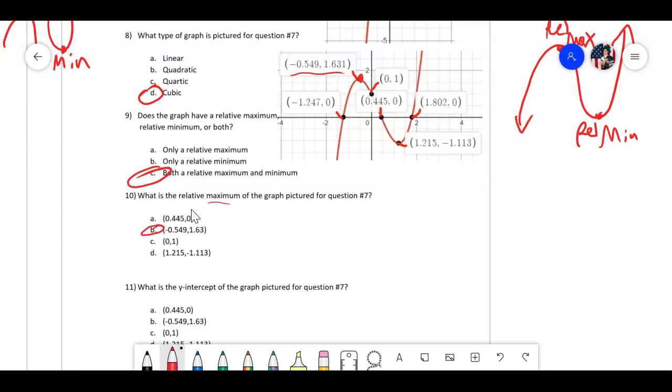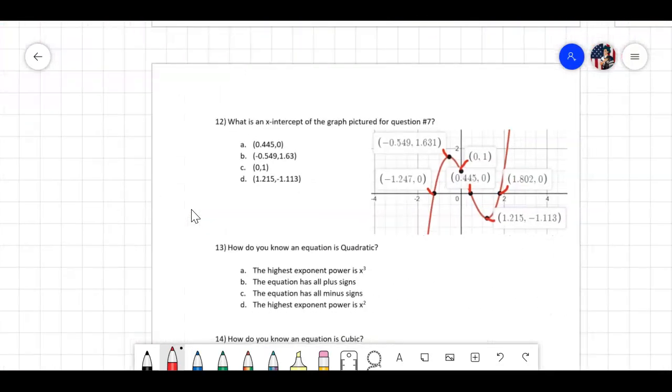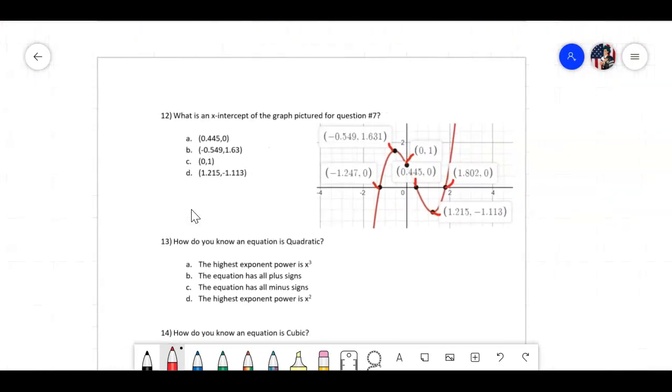For 11, remember y-intercept crosses the vertical y-axis. So I'm looking on my y-axis, it crosses right there, which is at 0, 1. All right, now we move on to the next page. The graph is here again. What is the x-intercept? Where does it cross this x-axis? So this is not an answer choice. This is not an answer choice, but this one is at 0.445, 0.